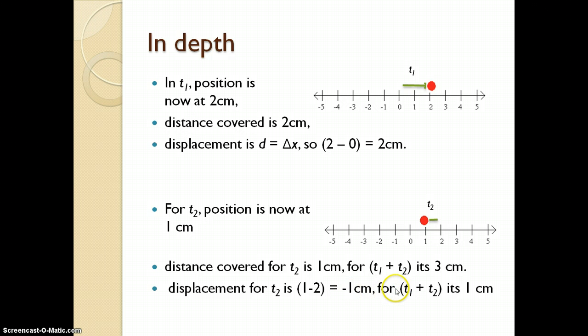And for the total time period, the starting position is 0. The ending position is 1. So the displacement is 1 centimeter for the entire thing. You can see now how distance and displacement are different overall. Distance is your total distance covered. 2 plus 1 is 3. Displacement is how far you ended from the start. You went from 0 and you ended at 1 after both time periods combined.